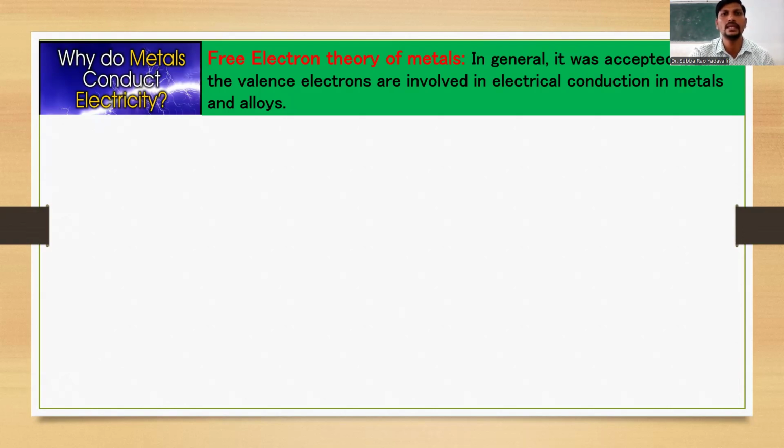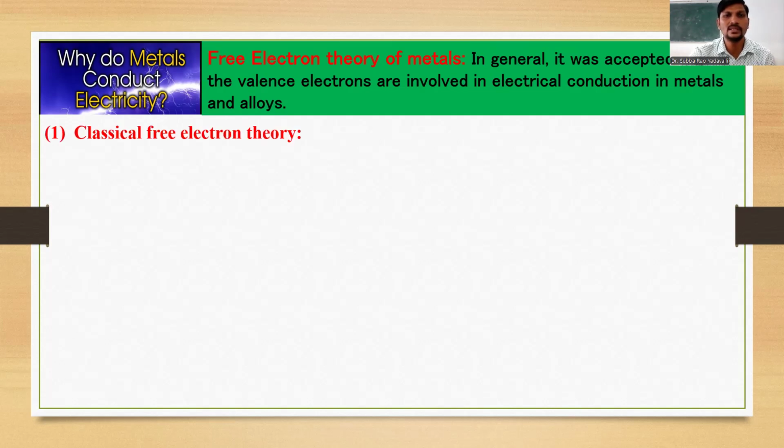So the valency electrons, that means the outermost electrons present in an atom, are responsible for the conductance of the material. Here, there are three theories describing the conduction of electricity of materials.